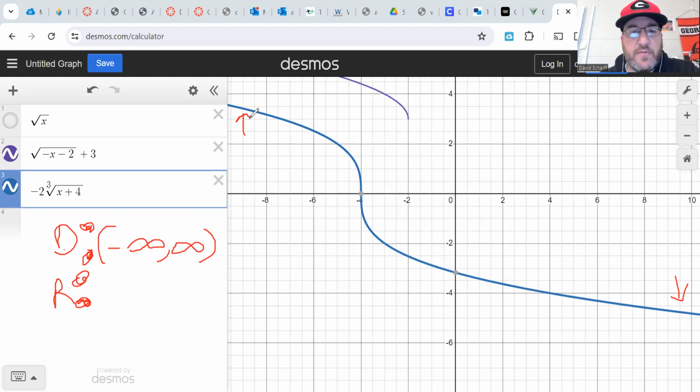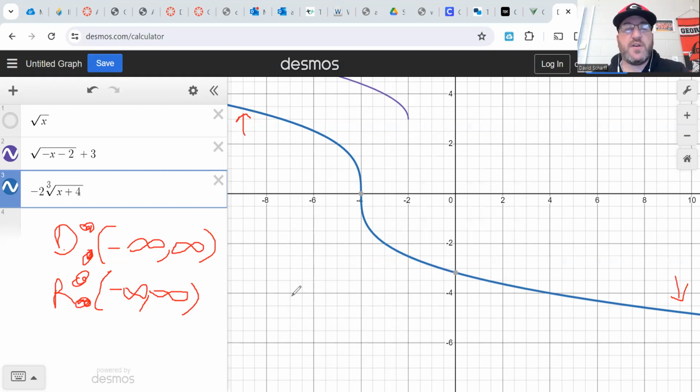But again, you need to be careful. Even though the left end is the one that's going up to positive infinity, that doesn't mean the positive infinity goes first on the left. My range is lowest value to highest value. Lowest value is negative infinity y. Highest value is positive infinity. Okay?